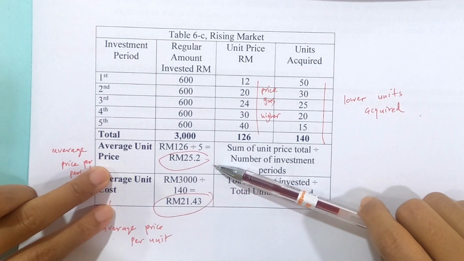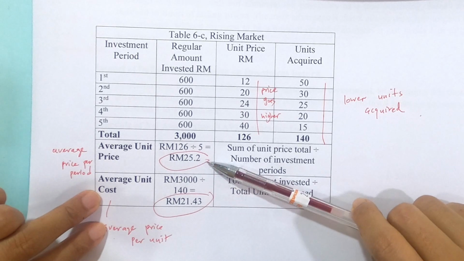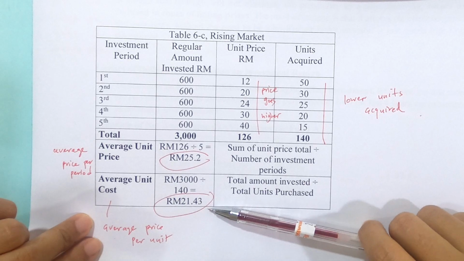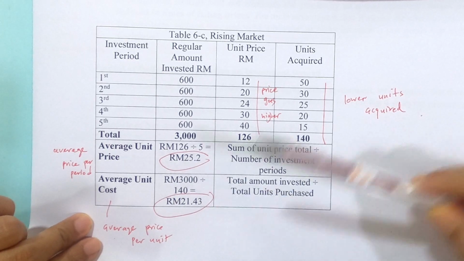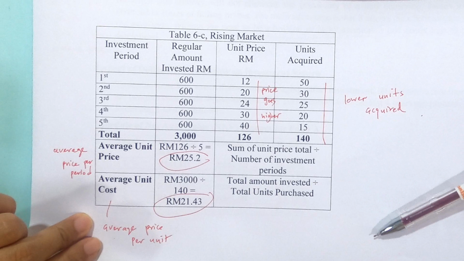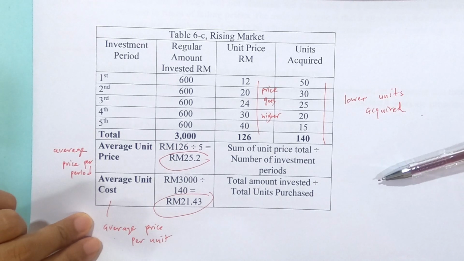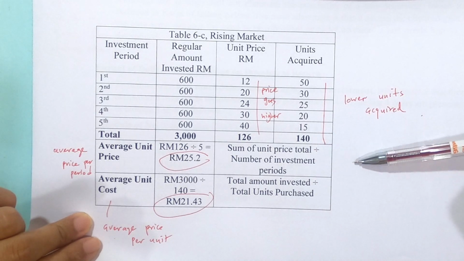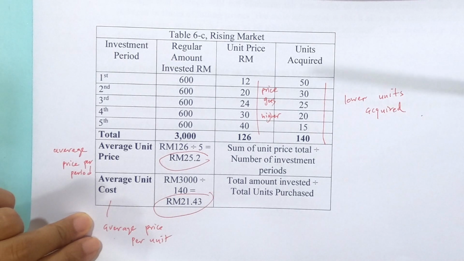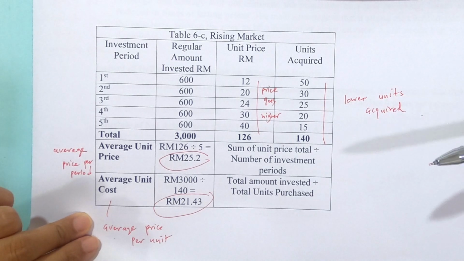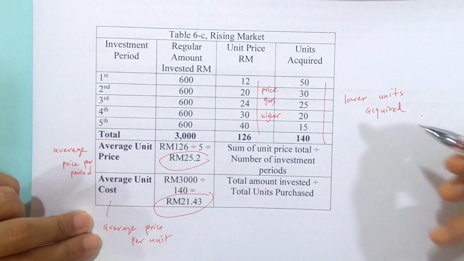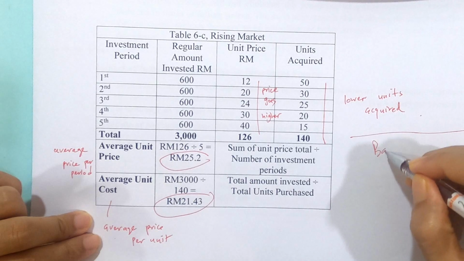The average price per period is 25.2, and the average price per unit is 21.43. Obviously during a rising market, the rate of return is normally higher, but the units acquired are actually low during this time. So there are advantages and disadvantages in each economic situation.